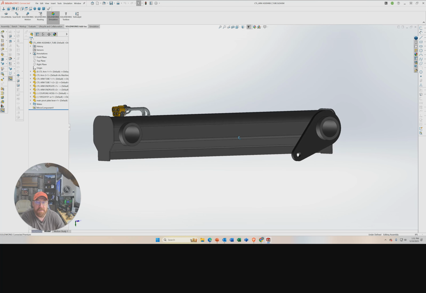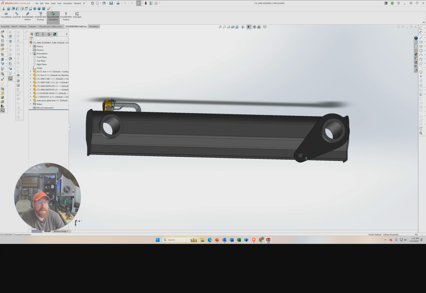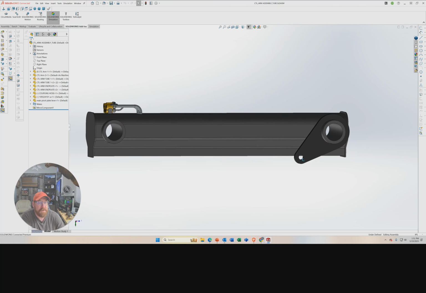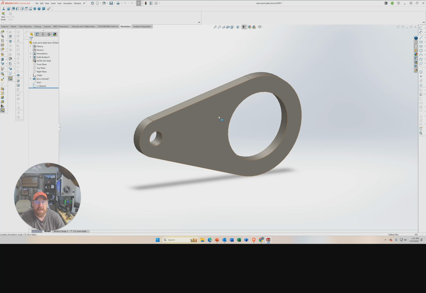So this is our compact track loader arm, and today we're going to do an analysis on this bracket here that actually pivots. The hydraulic cylinder attaches to this and pushes up and down and moves the arm up and down. So I'm going to open that part up.